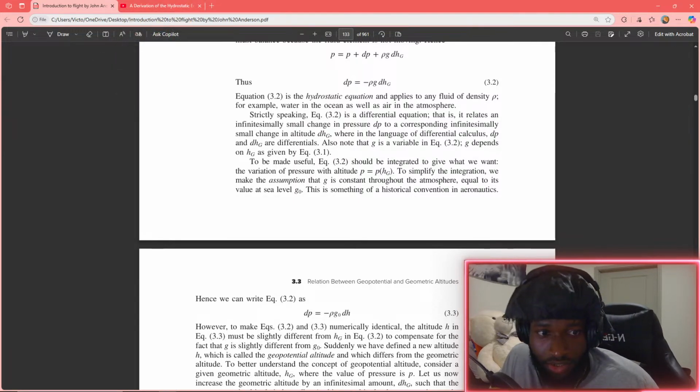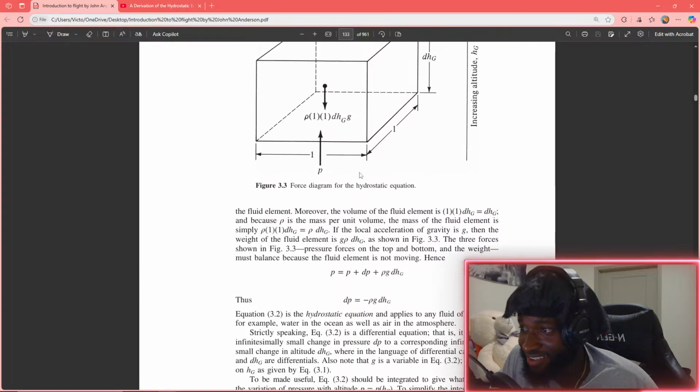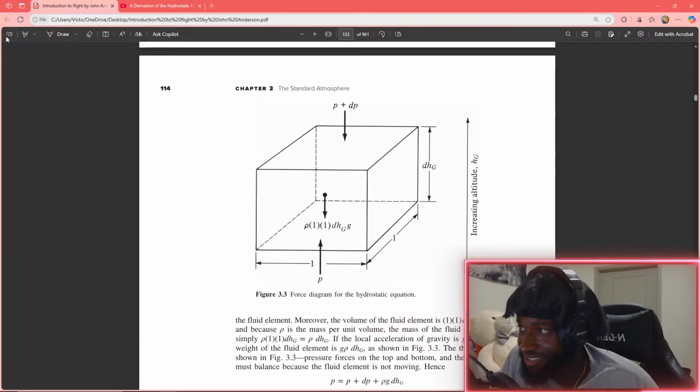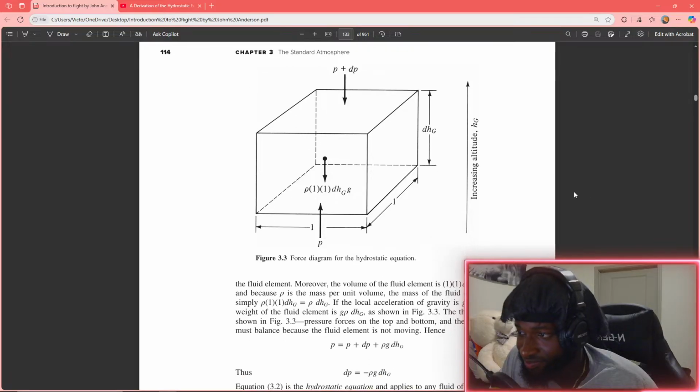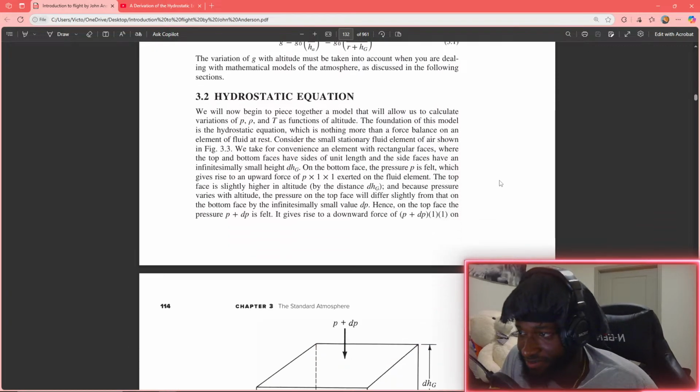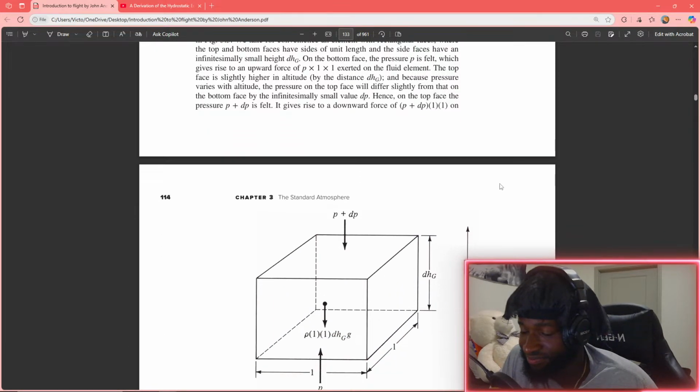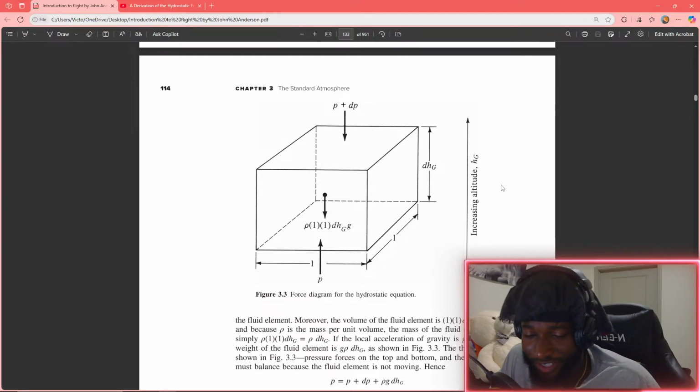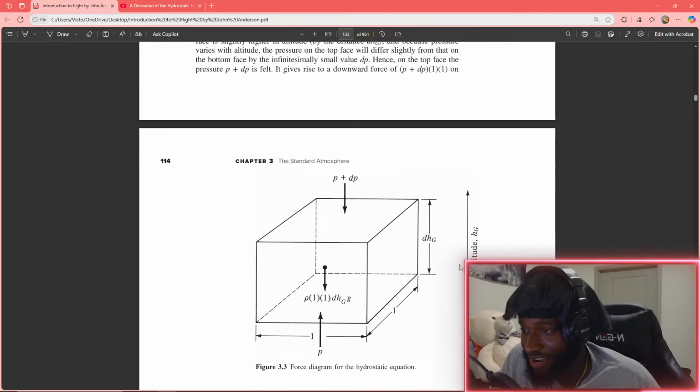Dude, what the hell are you studying? What's up? Looks like molecular physics. Nah. It's actually Introduction to Flight by John Anderson. This is just a hydrostatic equation. That's all it is. I've been trying to get it for 3 days. I get the equation. I'm just trying to understand where every single part of the equation comes from. The derivation, essentially.